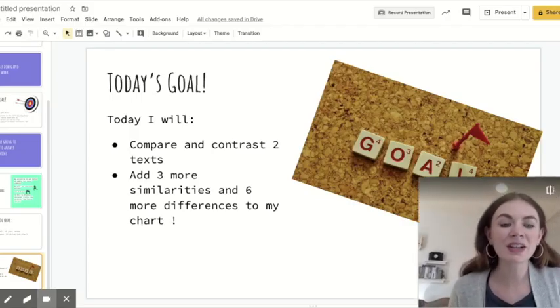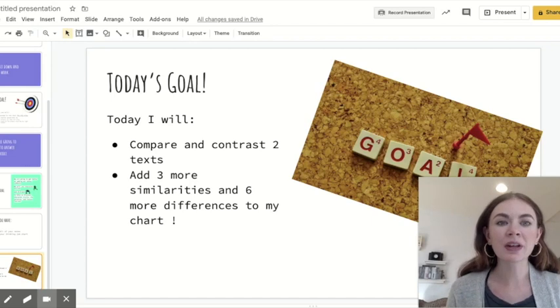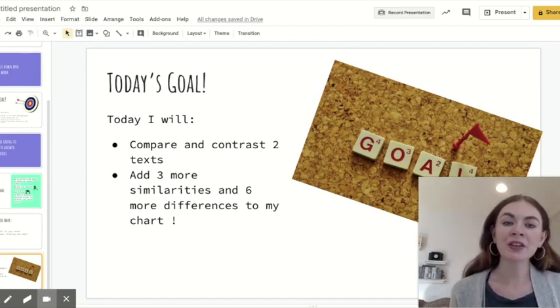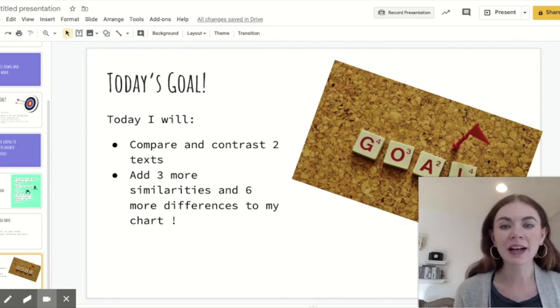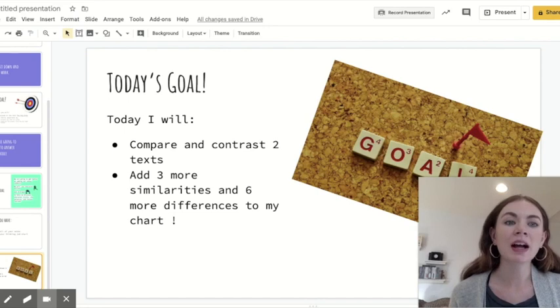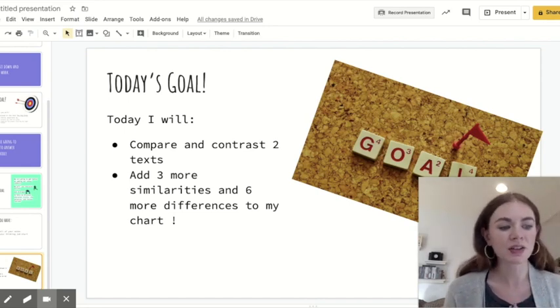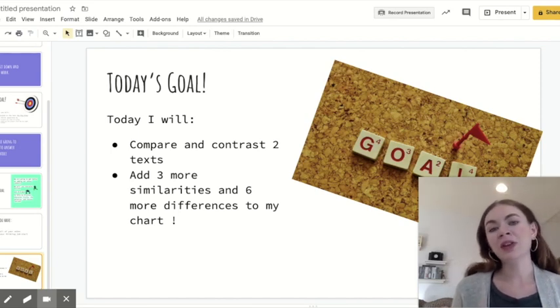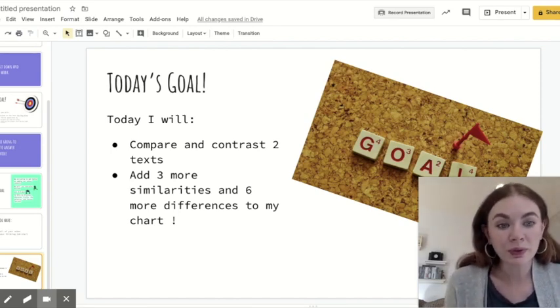Guys, today we're going to take a look at the two texts that we have read this week. Oftentimes when we read two different texts, we'll recognize that they have some similarities between them. It can be something as simple as the theme, the characters, or the plots are very similar. Or it can be the author used similar craft moves in both of them.